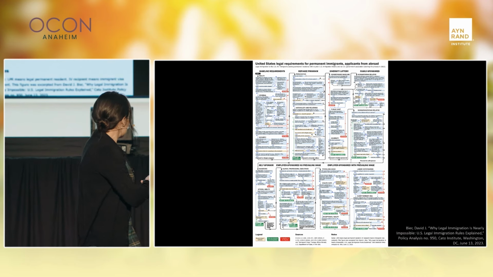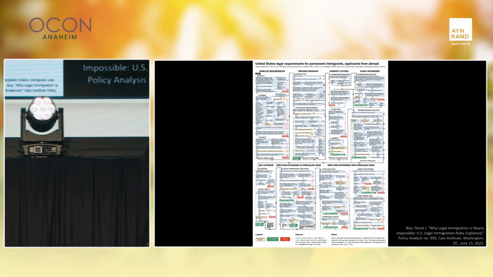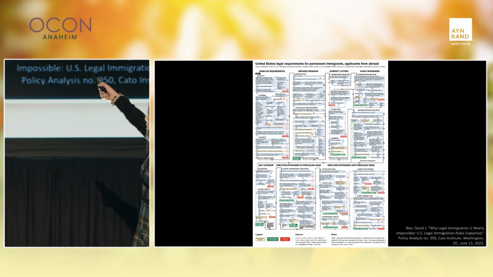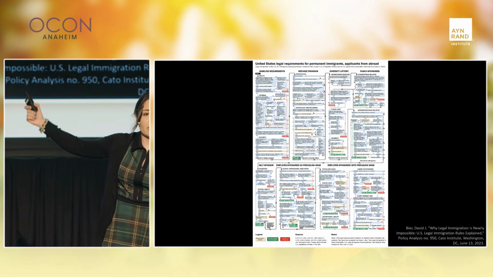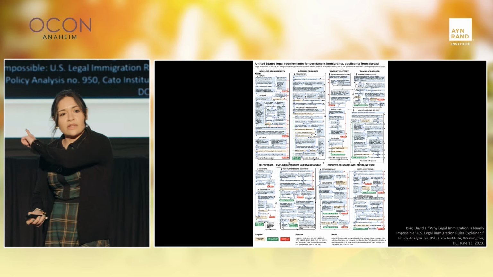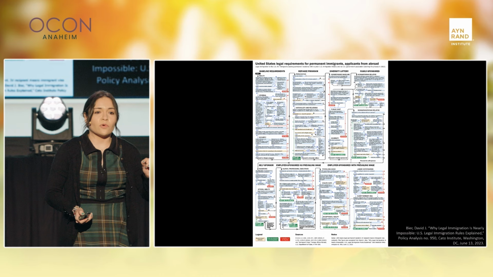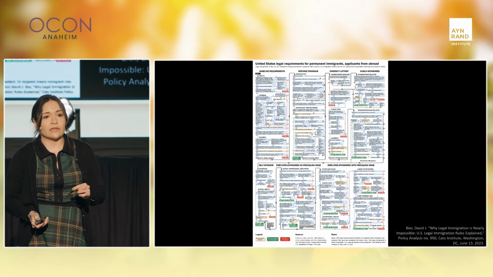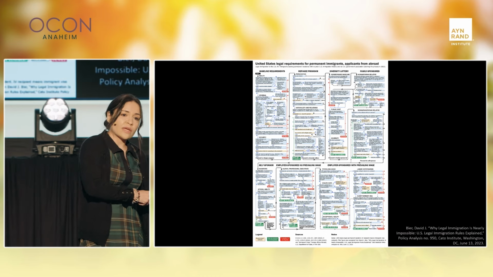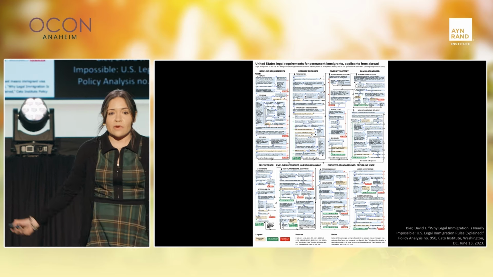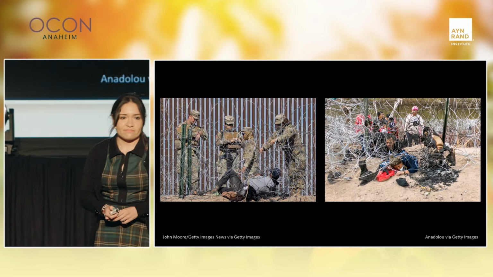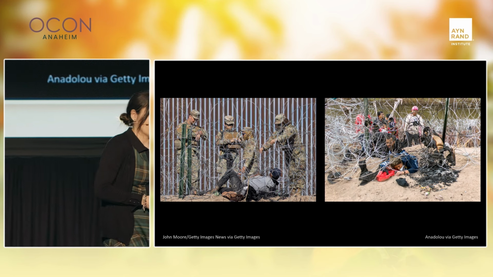I know I couldn't fit the chart in the giant screen, but this is what it looks like to come legally to America today. And because legal immigration looks like this, and for the vast majority of people, it's impossible to immigrate to America legally, then for the rest of the people, coming to America looks like this. We see it all the time.